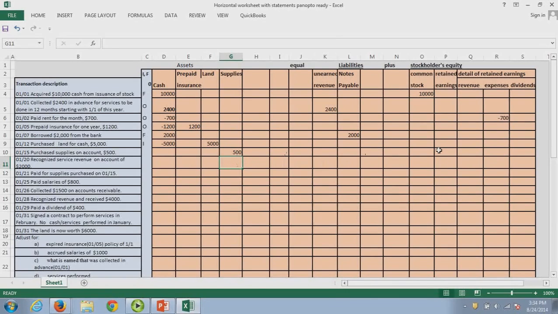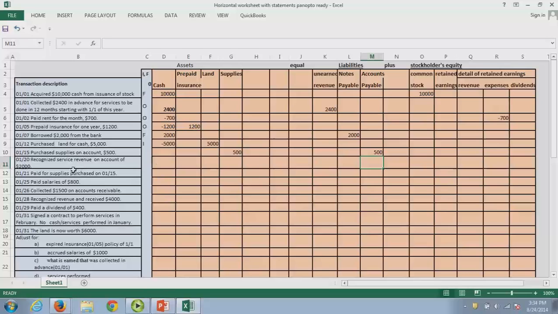So there's supplies, and we need a liability. So how about accounts payable for $500? And no cash, so I don't have to worry about the cash flow statement. Later when we pay it, we'll deal with the cash.